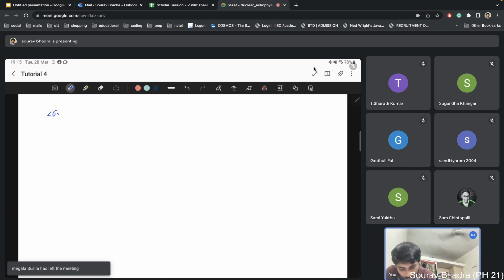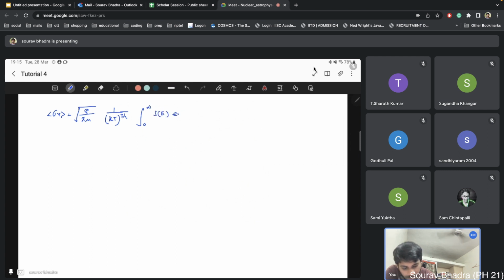So sigma v, which was our base equation, was 8 by pi mu, 1 by kT to the power 3 by 2, integral from 0 to infinity of S(E) exp(-b/√E - E/kT) dE. Okay, this is the term. Now just focus on this particular S(E). So this S(E) is a function of E, energy, and our integration variable is also energy. So generally if S(E) is a function of energy, we cannot take it outside of the integration, right?